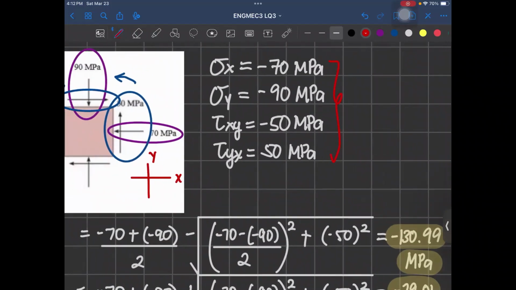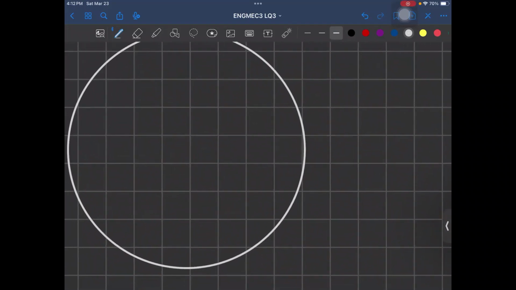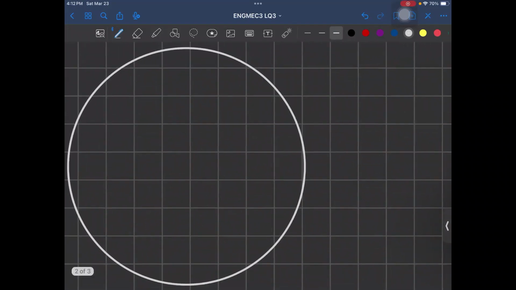So the first point will be -70, -50. Yeah, and the next point will be -90, 50. So the points are x, tau xy. Pagsasamahin mo yung magkasama na same first letter. So here it's x. Then dun sa pangalawa naman, it's sigma y, tau yx. So going back, it would look like this.